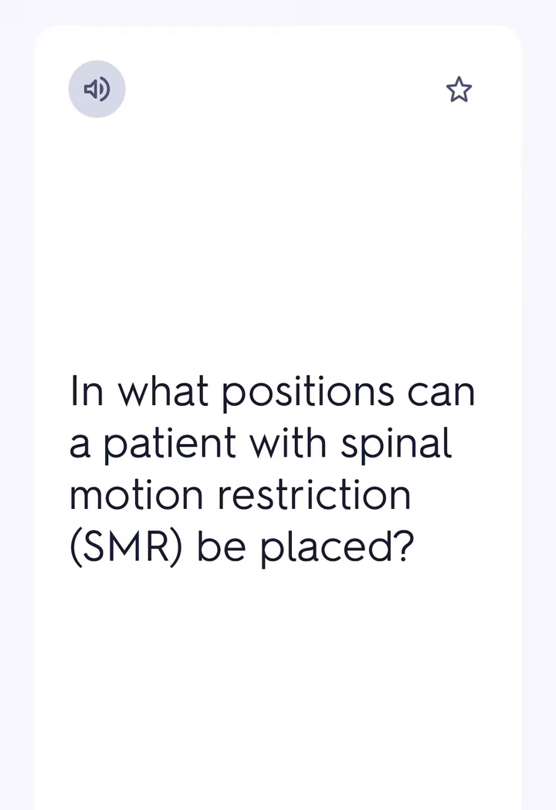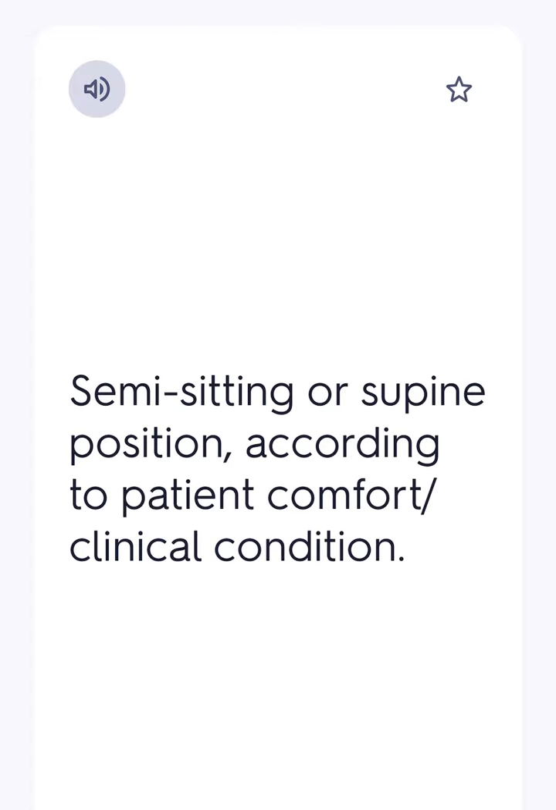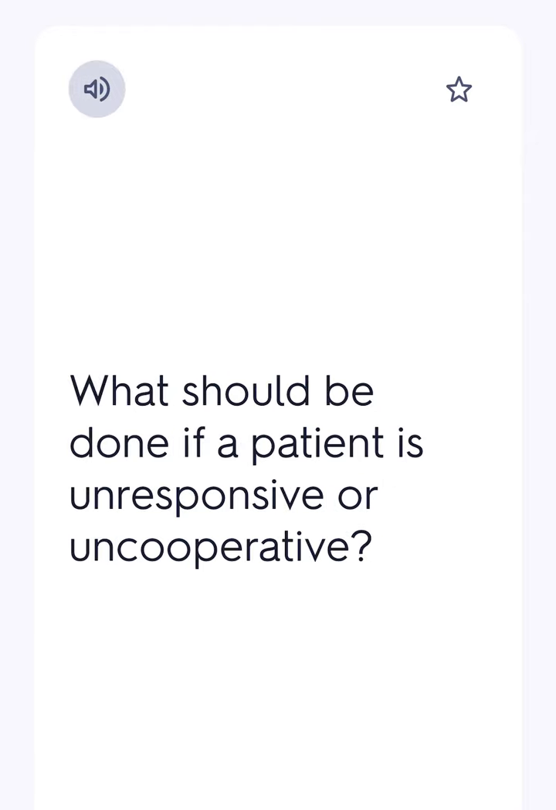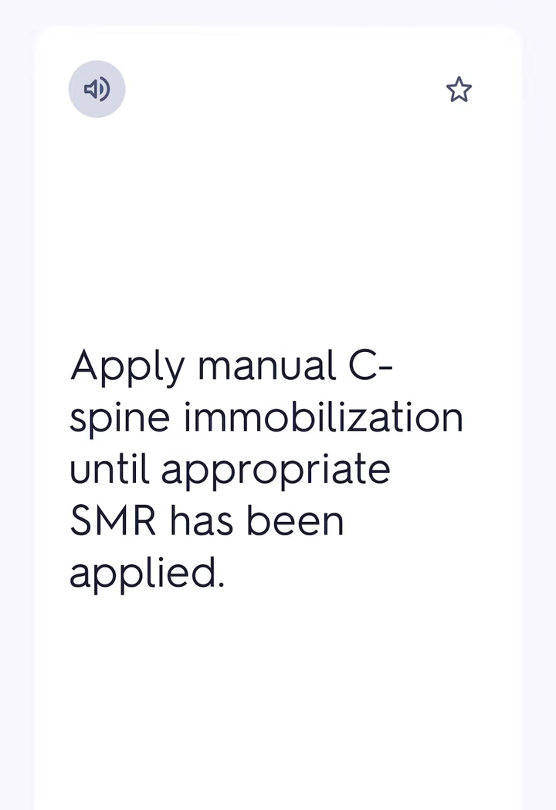In what positions can a patient with spinal motion restriction be placed? Semi-sitting or supine position, according to patient comfort/clinical condition. What should be done if a patient is unresponsive or uncooperative? Apply manual C-spine immobilization until appropriate SMR has been applied.